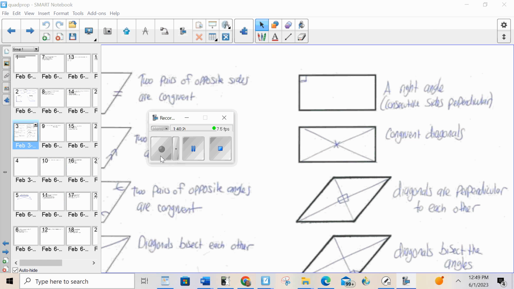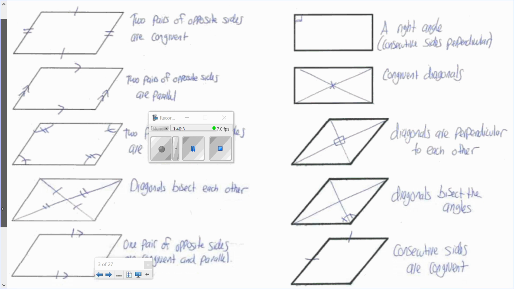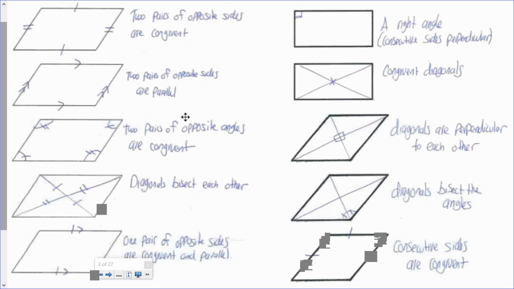All right, so this is what you need to have memorized, and you need to understand how these all relate to each other. The 5 ways to prove a parallelogram. 4 of them deal with opposites.